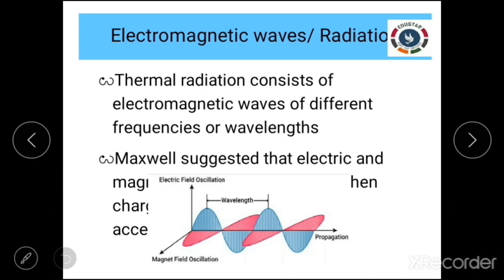Now I am going to say what electromagnetic radiation is. Suppose an electrically charged particle is under oscillation. Then it will produce electric and magnetic fields. This is called electromagnetic radiation. James Maxwell was the first to propose an explanation like this. The interaction between the charged bodies and the electric and magnetic fields was considered as electromagnetic radiation.